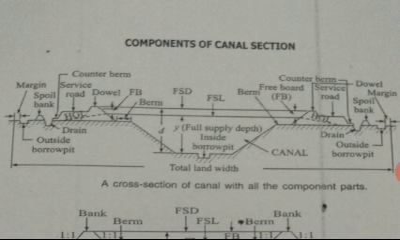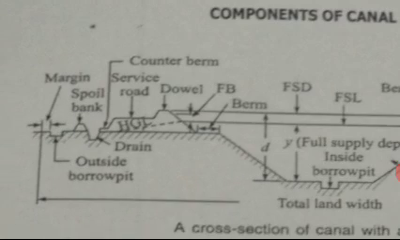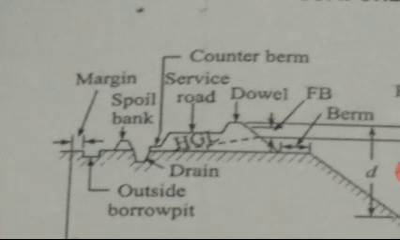Next is counter berm. This is a counter berm. Counter berm is necessary to control the HGL so that it cannot saturate canal bank. It is actually a side protection of bank to control the seepage.